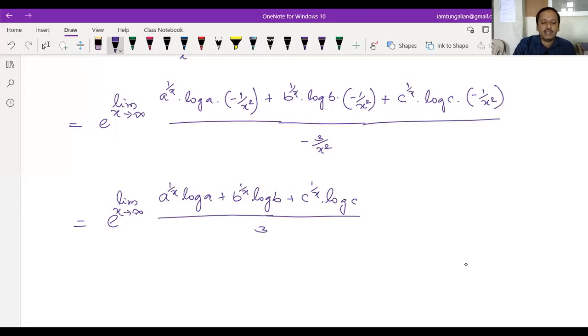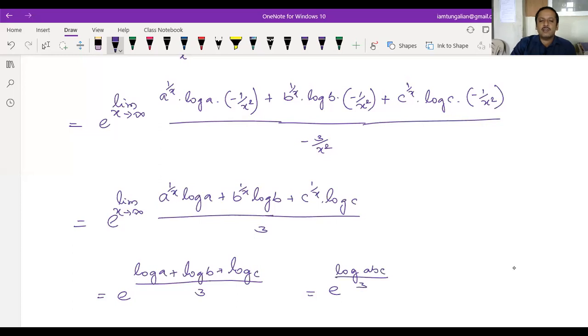When x approaches infinity, 1 by x will tend to 0. So a power 0, that is 1. So here log a, here log b, here log c. e to the power log a plus log b plus log c divided by 3. Log a plus log b plus log c can be written as e power log of abc whole divided by 3, which is equal to e to the power 1 by 3 log abc, right?